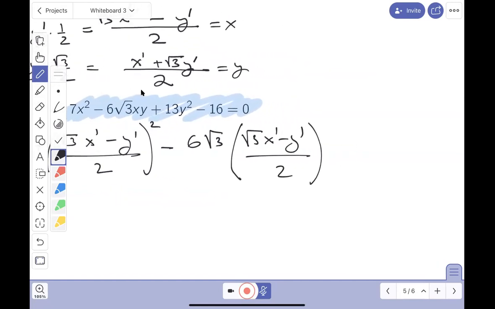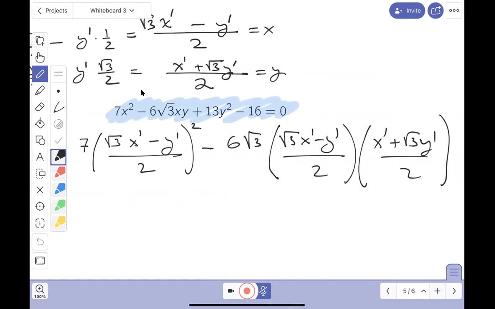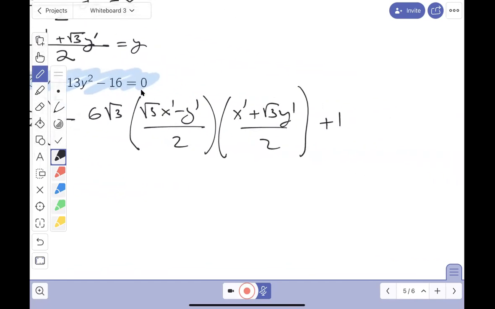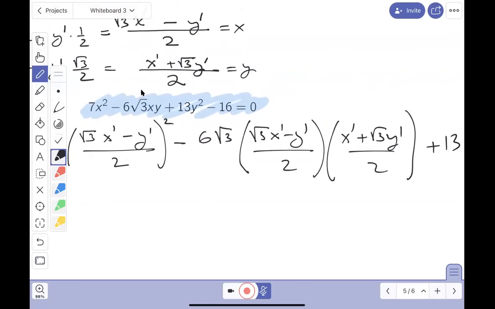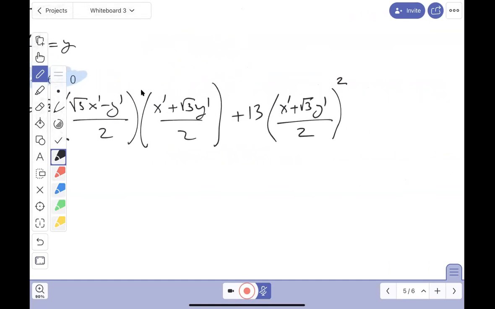Oh, I got to write down y now, don't I? So x prime plus root 3 y prime over 2. Boy, I got a lot of work, don't I? Plus 13. And I got to put the y now. That's going to be x plus root 3 y prime over 2. Just copying. Minus 16 equals 0.